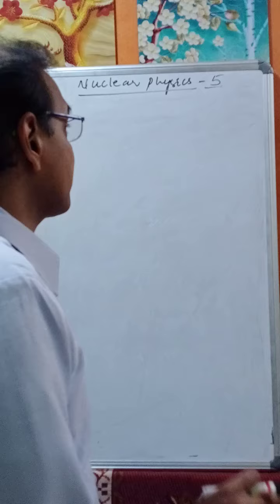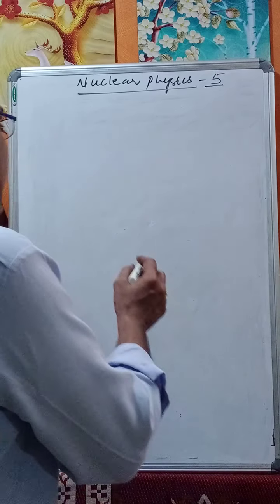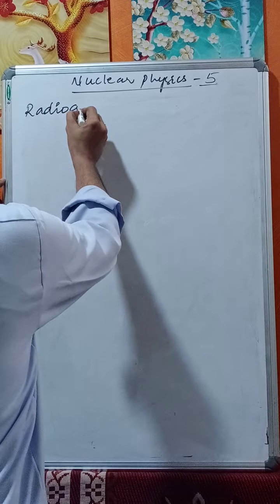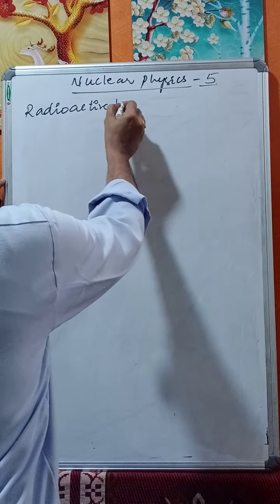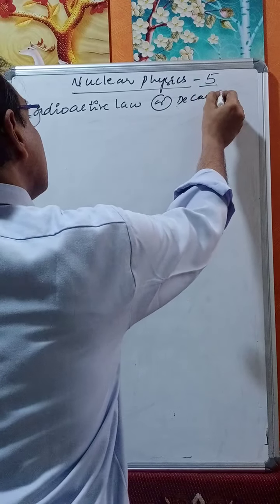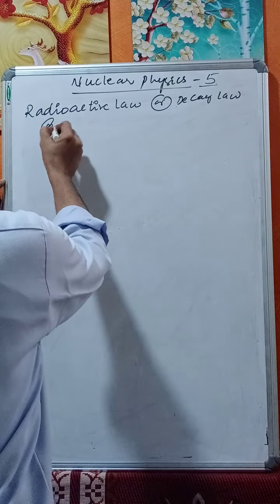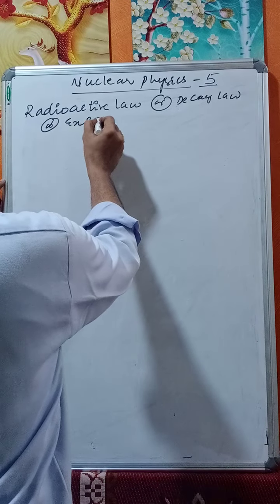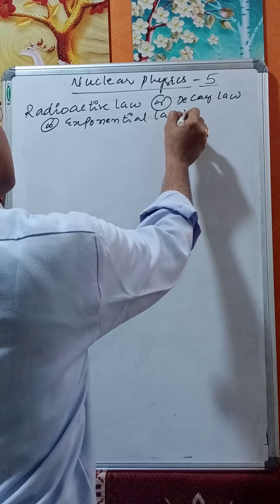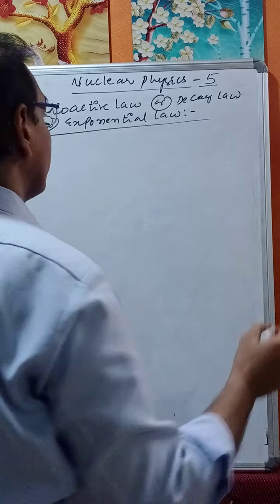Now in class 4 we discussed alpha, beta and gamma decay in detail. Now let us see what is the radioactive law. Very important one. Radioactive law, or decay law, or exponential law. All these are nothing but the radioactive law, decay law, or exponential law.